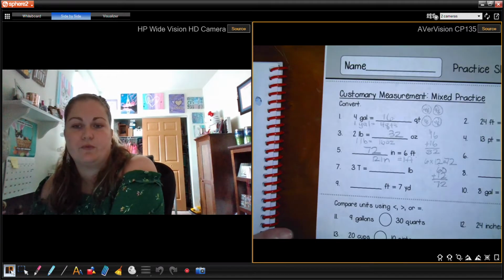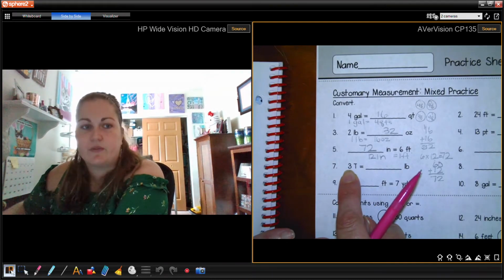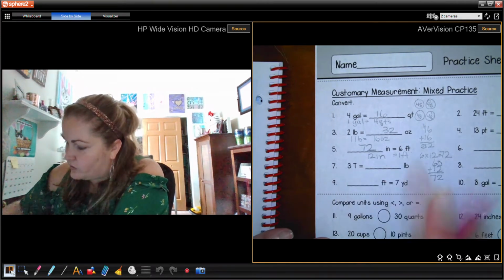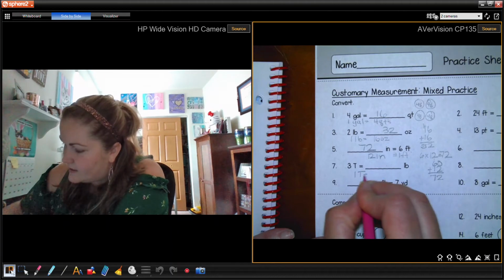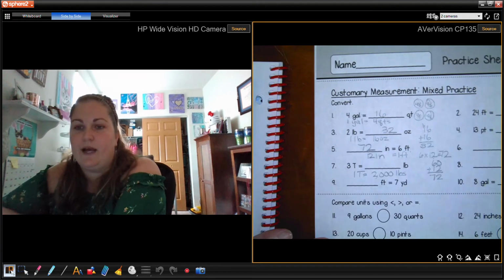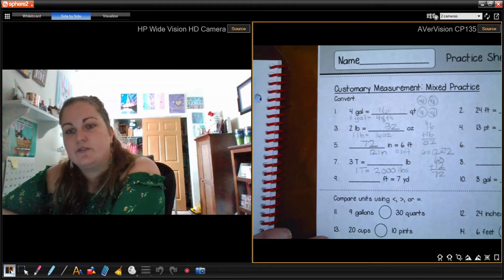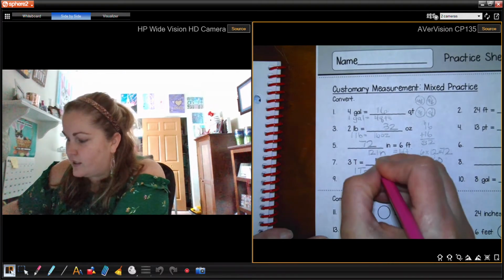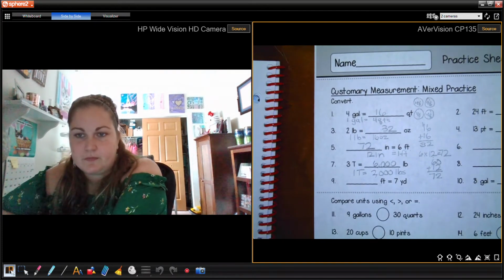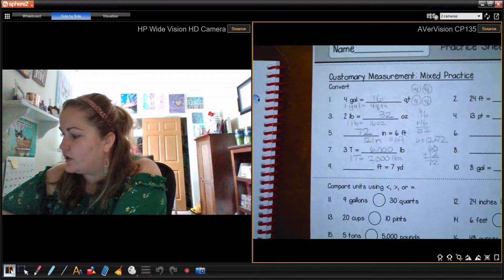Okay, going to number 7. I've got 3 tons is how many pounds? So I'd have to go look. 1 ton is 2,000 pounds. That LB stands for pounds. If 1 ton is 2,000, 2 would be 4,000, so 3 would be 6,000 pounds.